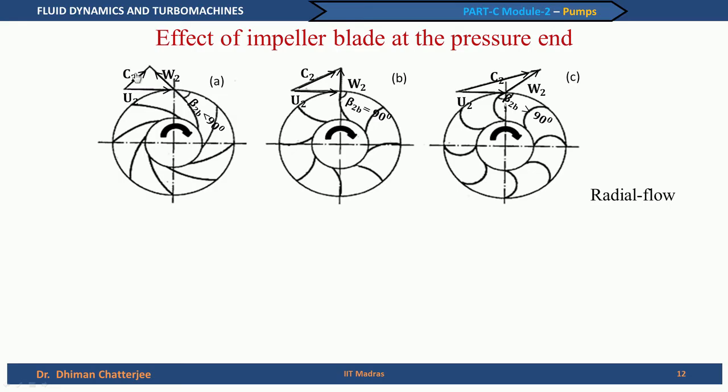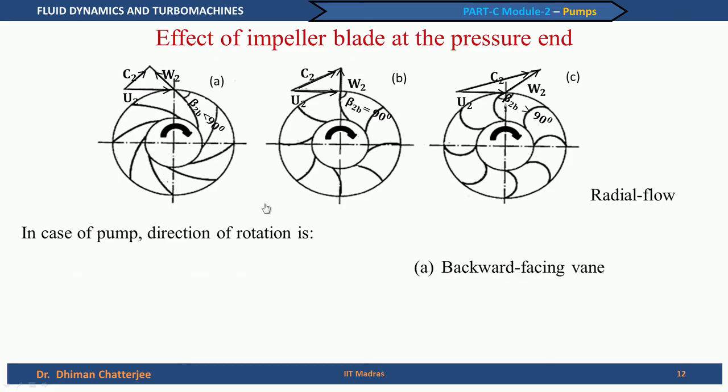We have W2, C2, U2 in each case, and names are given for these blades: beta 2b less than 90 degrees, we say the blade is a backward facing vane or backward facing blade. Why do we have such a name for these blades? Imagine that you are standing on this vane, and the center of curvature of this vane is somewhere here.